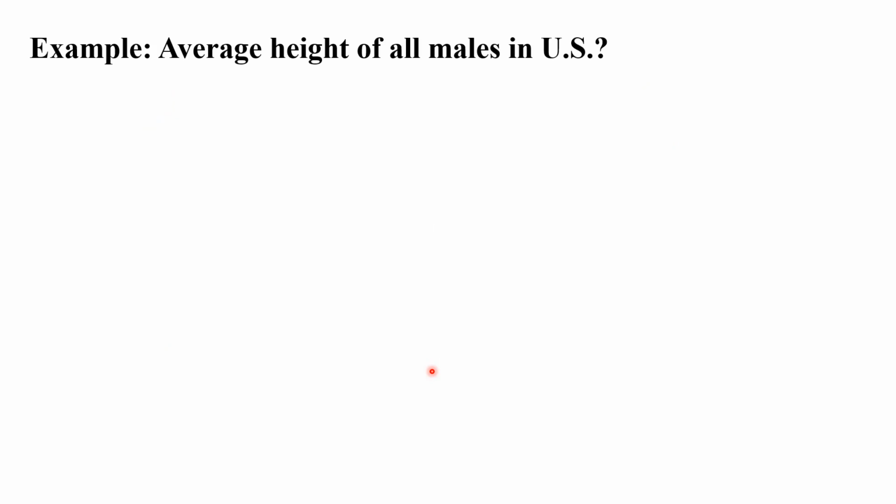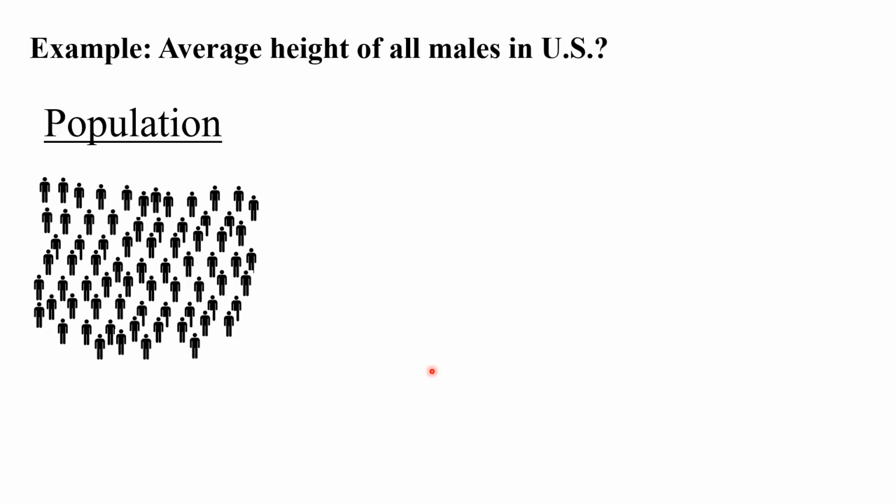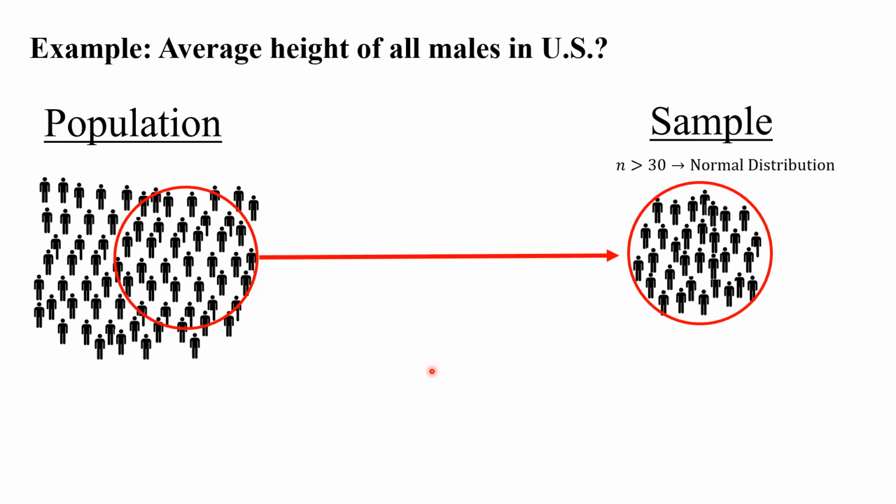Let's start with an example. Let's assume we want to find the average height of all males in the US. So the population that we deal with is 150 million people. So we cannot survey all those people, but we can take a sample of that and then take measurements of our sample data. If our sample is more than 30, according to the central limit theorem, we can assume that our distribution is normal.